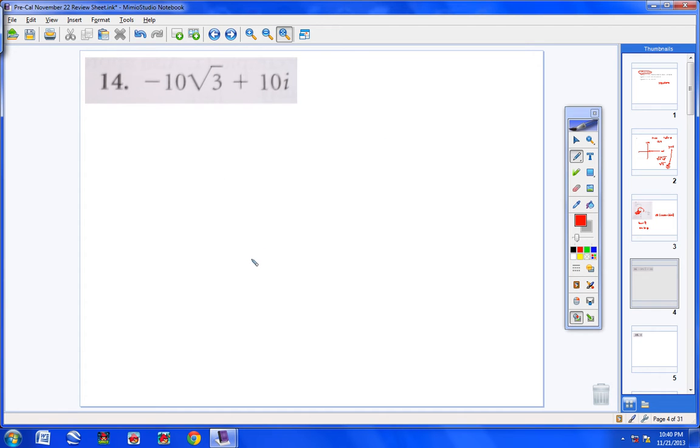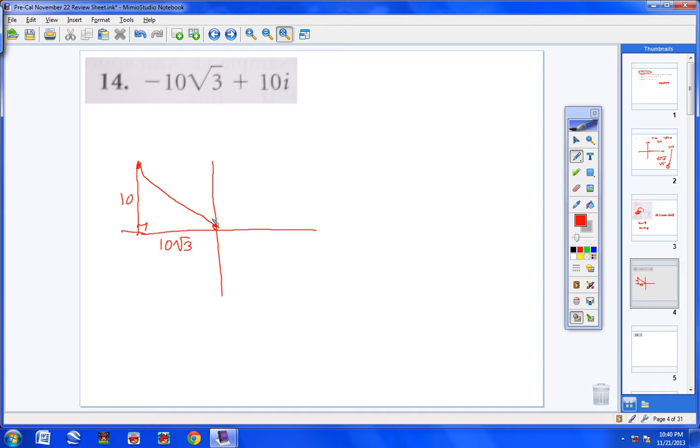Number 14 says find trig notation. So here we go. We understand that we're rotating around. I don't care if my drawing is to scale. I just know that I'm going negative x and then positive y, or negative real number, positive imaginary number. So I know I'm going left and then up. Put my point here. Draw my line, draw my right triangle, and I know the length going over right here is 10 square root of 3, and I know the length going up is 10.